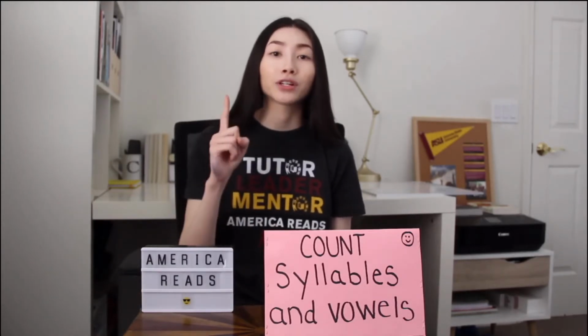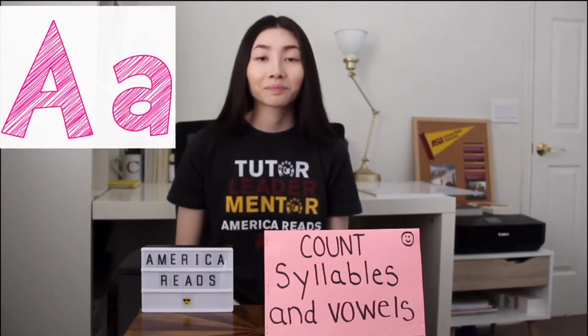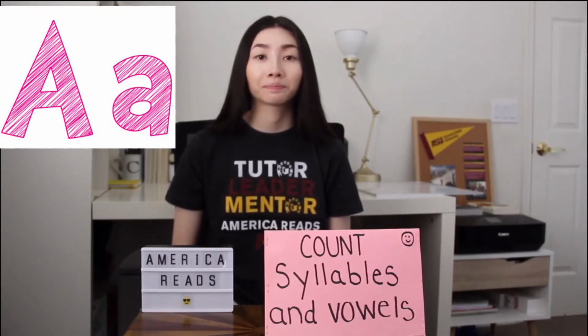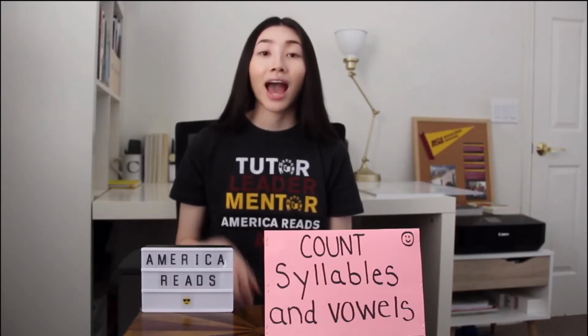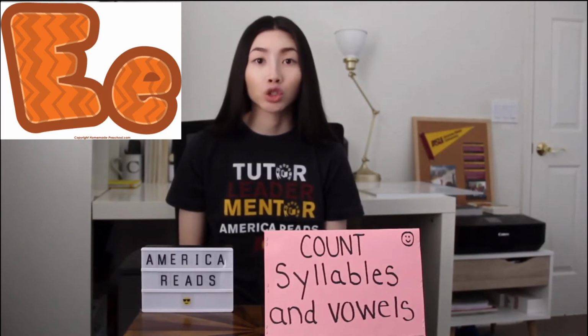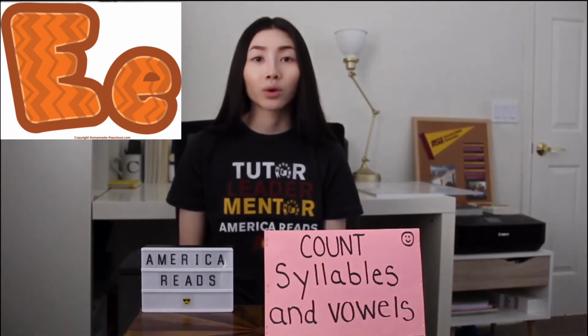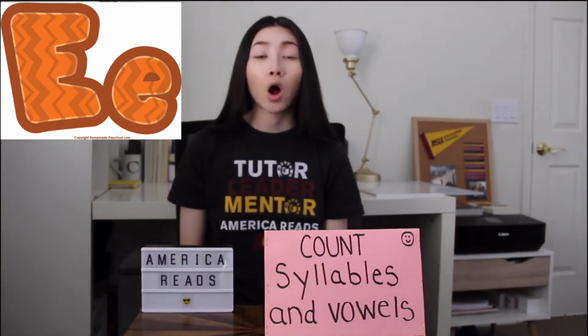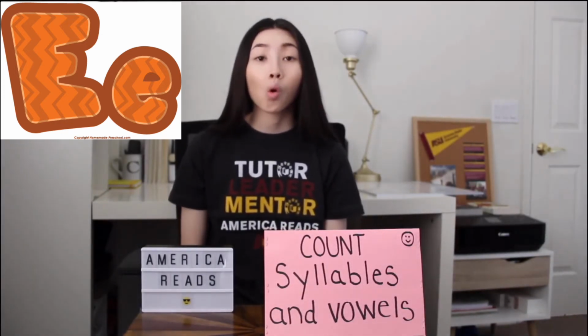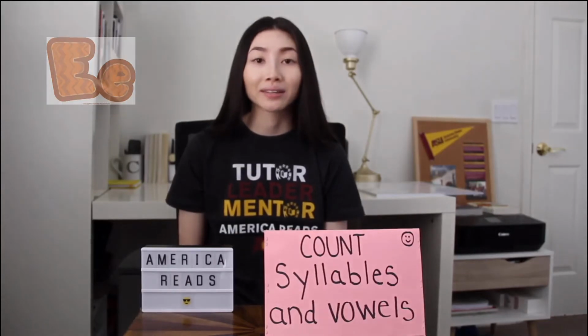Starting off with our first vowel, letter A. A makes the short sound A, like in the word apple. It also makes the long sound A, just like its name or in the words grape or skate. Our second vowel is E, and E makes the short sound E, like in the word elephant. It also makes the long sound E, like in its name or in the words bee or tree.